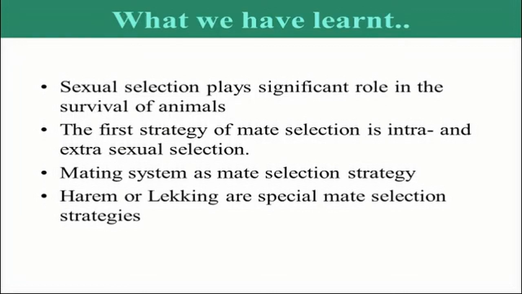Then the first strategy of mate selection is intra and inter sexual selection. So the males fight among themselves or females fight among themselves to get the better opposite sex, which is one of the strategies that comes in case of mate selection. Then mating system as a mate selection strategy is also adopted by a large number of animals. Although monogamy is there in case of many animals, polygyny and polyandry also function as a better mating strategy. Harem and lekking are special mate selection cases. And sex role reversal I would also like to mention here, a special mate selection case where the animals try to get the young ones with a better male and to continue their reproduction.